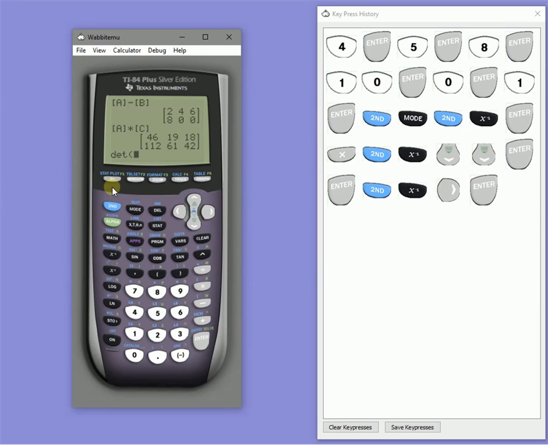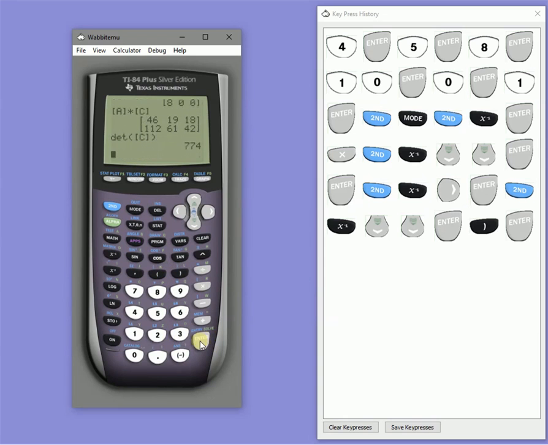Now I've got to call up the matrix I want to find the determinant of. So we're going to call up our matrix menu. Well, I can't find determinants of 2 by 3s, right? That doesn't work. They're not square matrices. So let's find the determinant of C. I'm going to arrow down to C, push enter, close my parenthesis out because there's a parenthesis there, push enter. My determinant for my matrix C is 774.